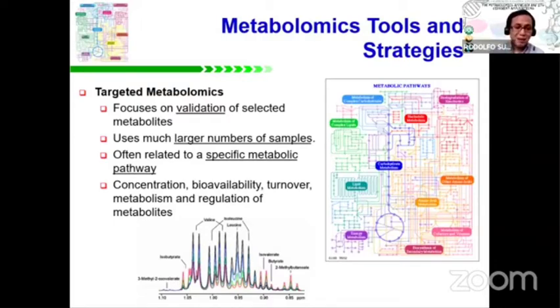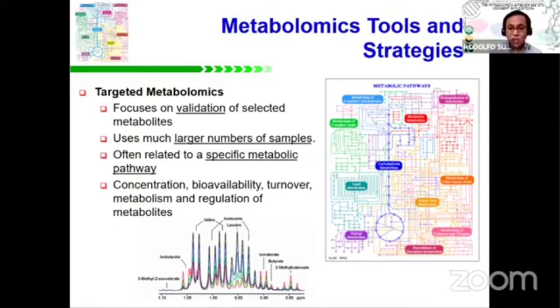Okay, and usually, if I may highlight, targeted metabolomics explores metabolites that are related to a specific pathway. For example, a pathway for the metabolism of inflammatory lipids. Typically, researchers would look at the various metabolites and intermediates that are involved in the metabolism of these inflammatory lipids.